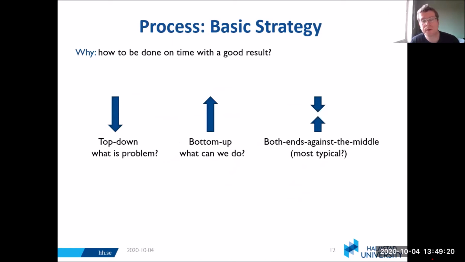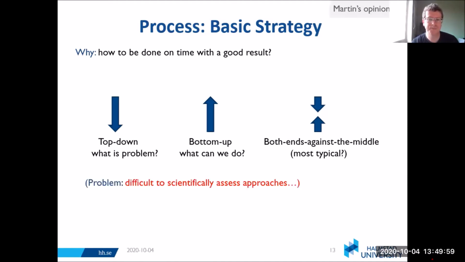So another way to look at things is from a top-down or bottom-up perspective, and people define these also in different ways, but I always look at it in this way. Top-down is what is the most important problem that we want to solve. Bottom-up is what can we do practically with the tools that we have. And then both ends against the middle, in my opinion. This is the most typical in reality. We of course are constrained in the things that we can do, but we are also interested in what problems exist. So it's balancing those two.